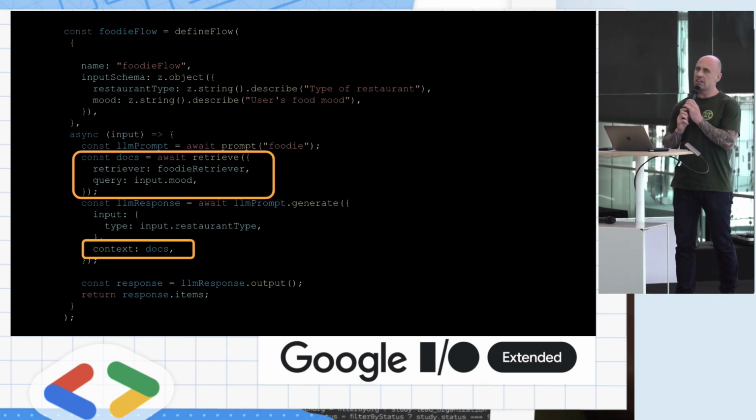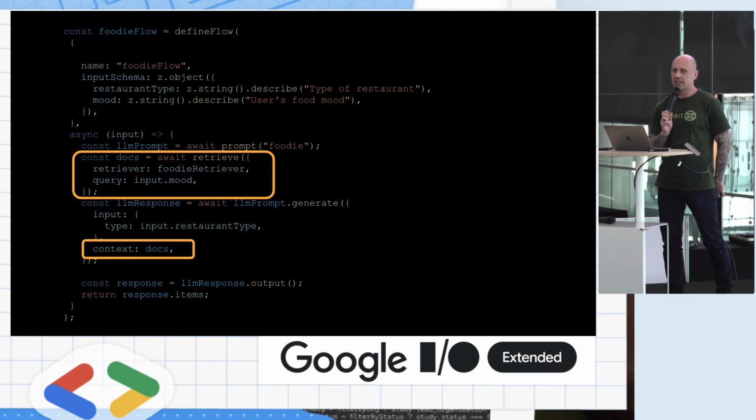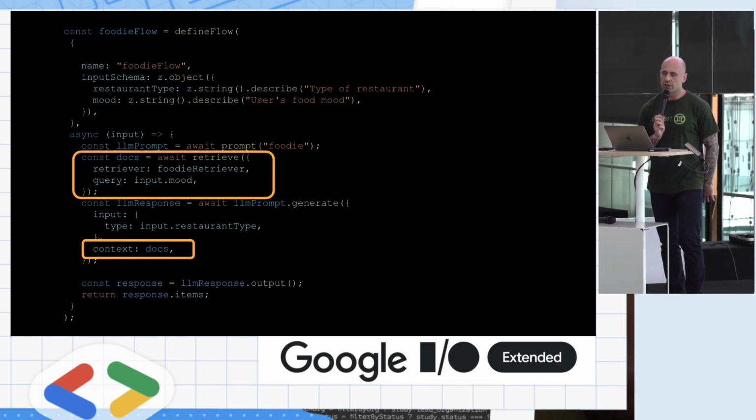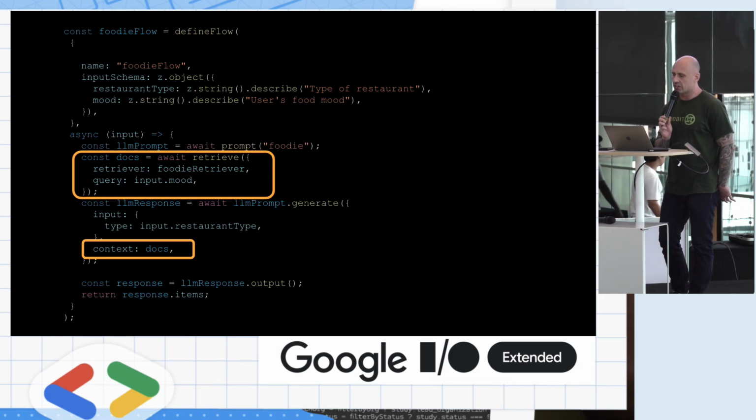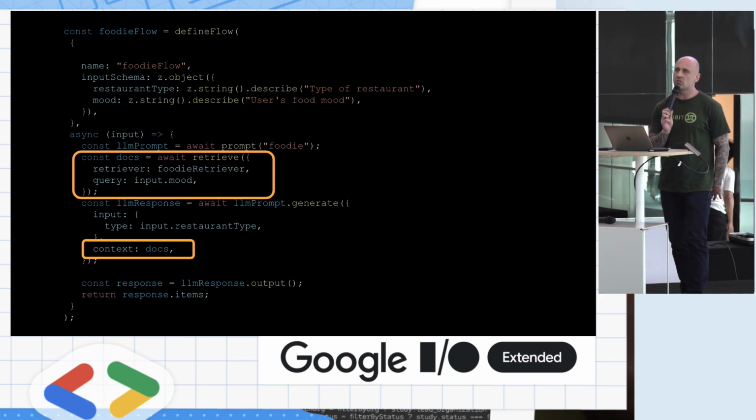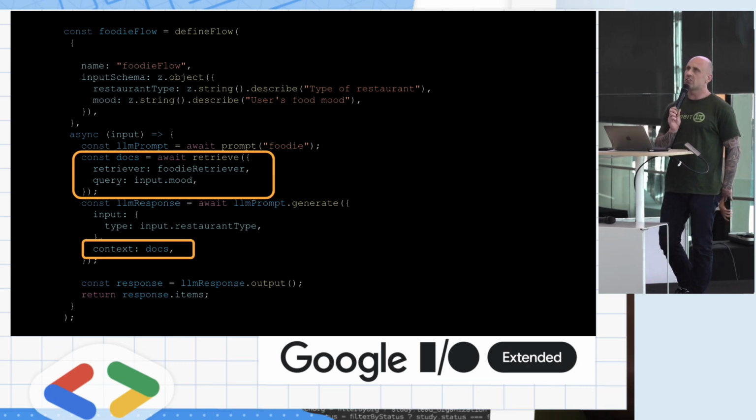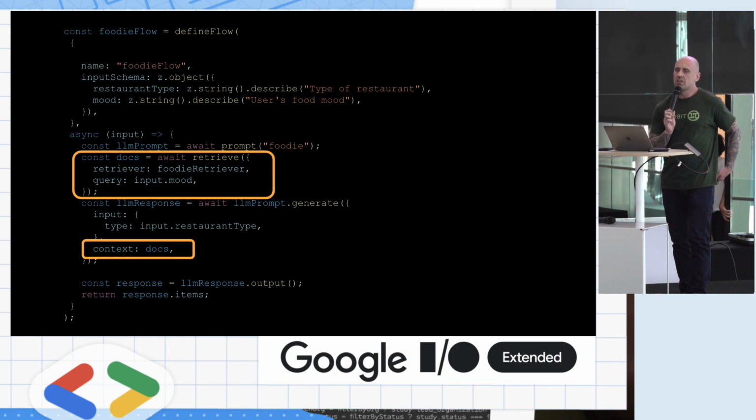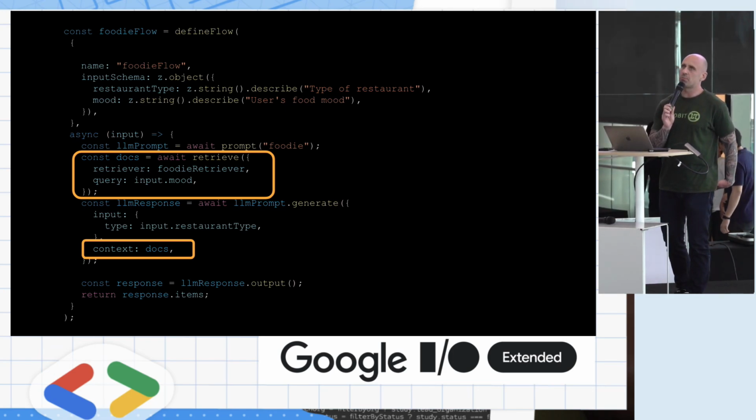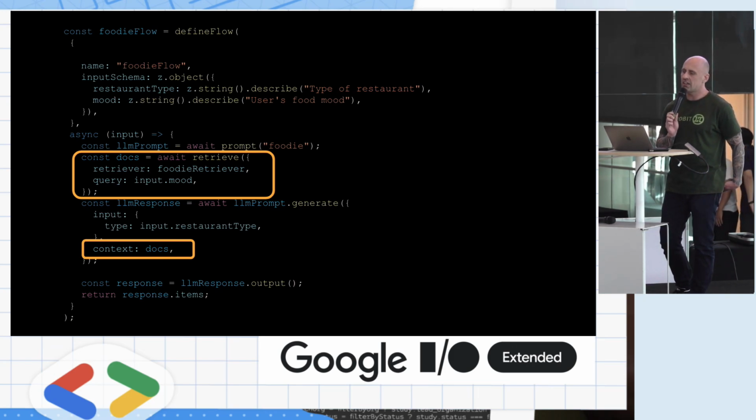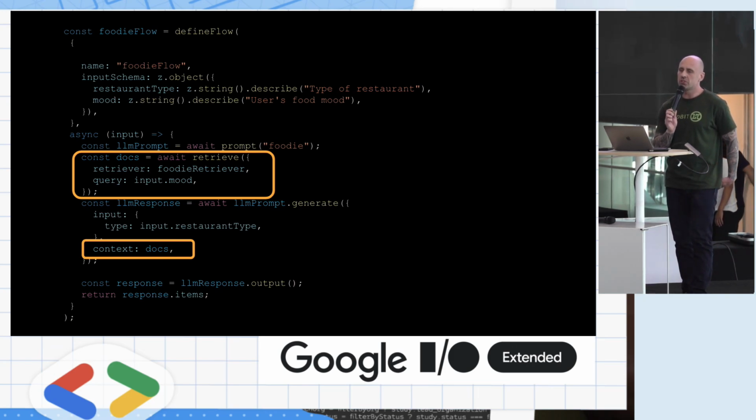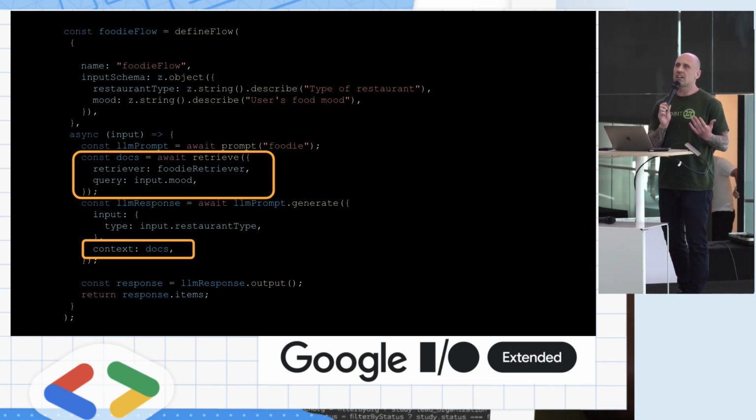The next step is to update the flow we previously had. If you remember, we had the foodie flow that called directly to generate a response. In this case, we need to just introduce a simple step in the middle, which is to retrieve the documents. And I have also updated the input schema here. So now the input schema is taking a restaurant type, which was previously sushi or Thai.